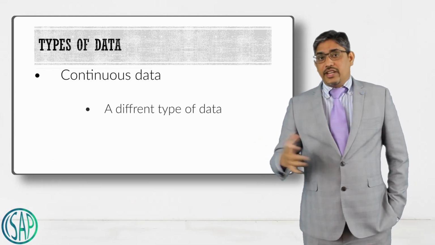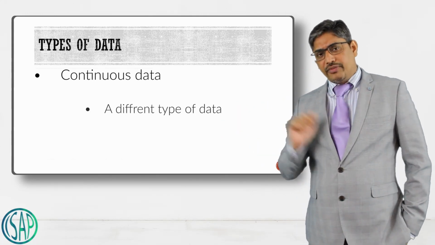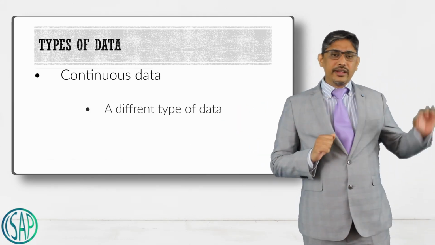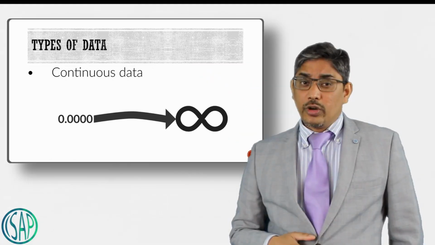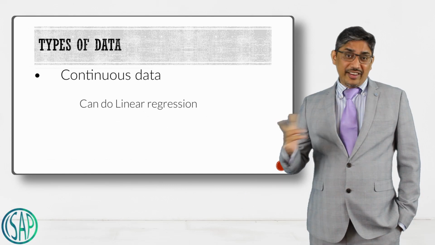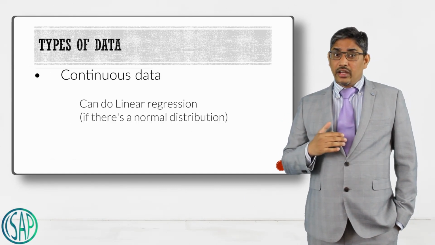Similarly, continuous data is a different type of data, where it can range from 0 to infinity with the decimals. So with continuous data, you can do a linear regression if there's a normal distribution.